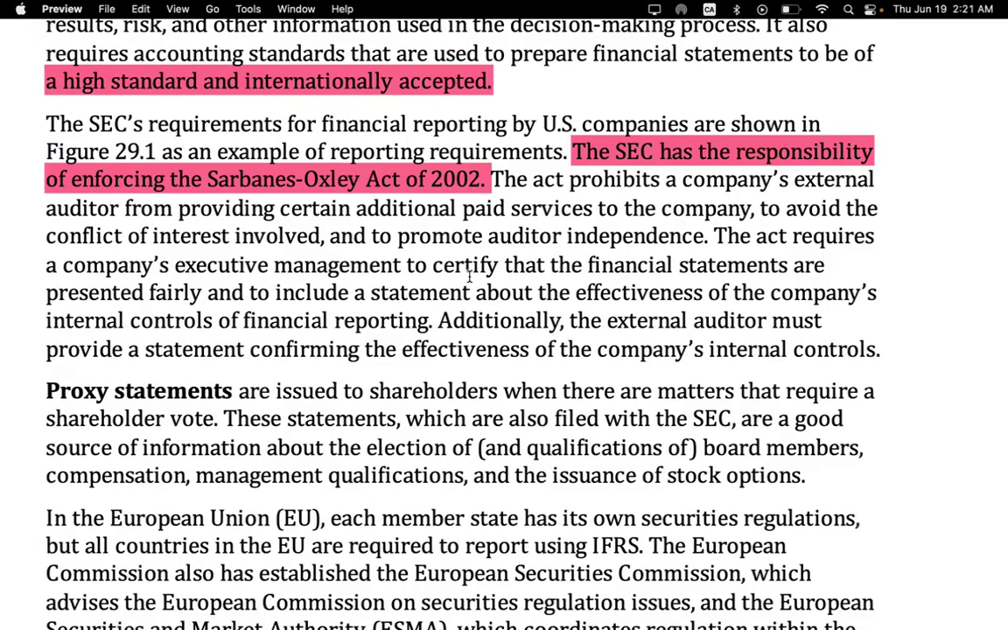So why would an auditing firm give you a bad review, like an adverse opinion or a disclaimer of opinion, when you're giving them so much business?